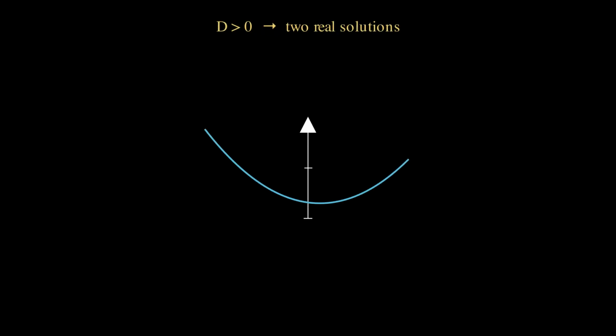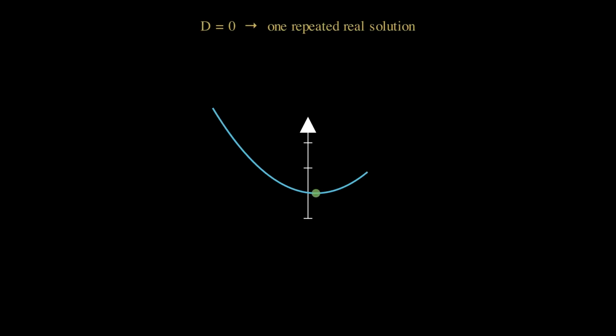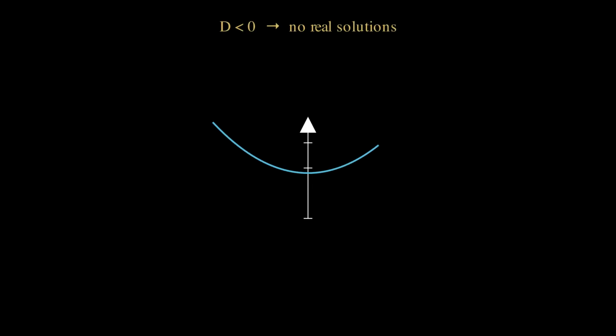If D is greater than 0, you get two distinct real solutions. The parabola crosses the x-axis twice. If D equals 0, you get exactly one real solution, but it is repeated. The vertex touches the axis. If D is less than 0, there are 0 real solutions. The graph never hits the x-axis in the real numbers.